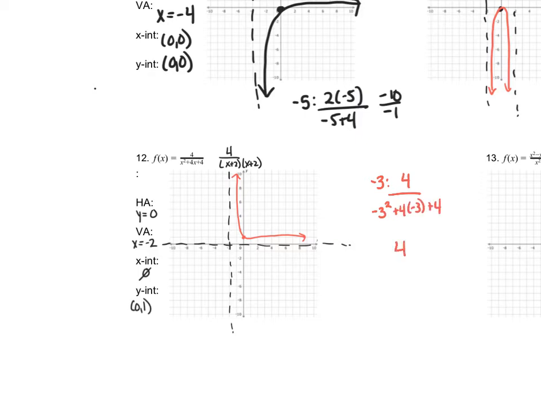So that gives me 4 over 9 minus 12 plus 4, which is 4 over 1. So when I plot negative 3, it's also up here as well.